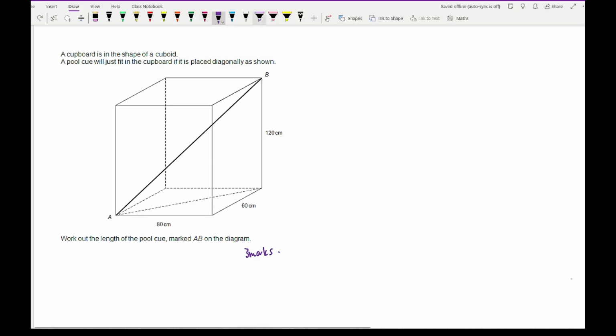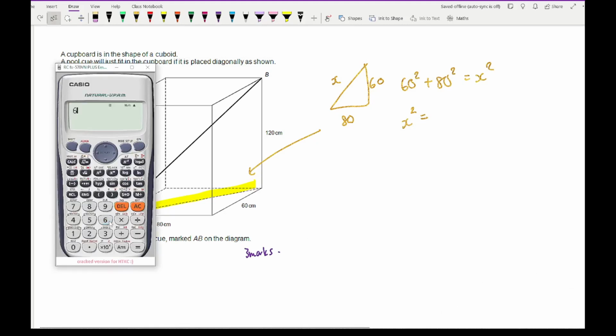So what I need to do first is work out what this length here is. To work that length out, I've got to treat that triangle, which has got 60 by 80, and find this length out, which I'm just going to call x. So I've got 60 squared plus 80 squared equals x squared. So x squared equals, then on the calculator, 60 squared plus 80 squared equals, and that gives me 10,000.